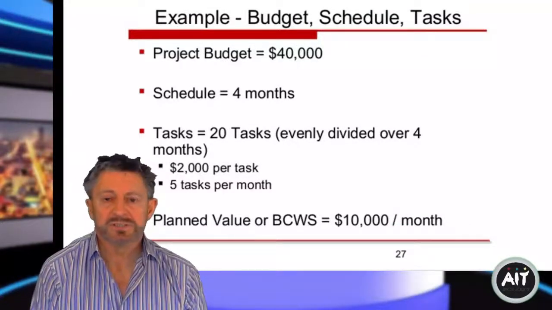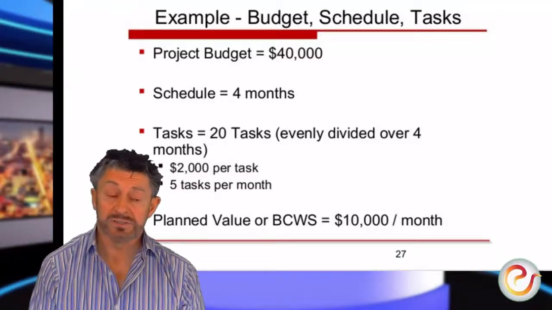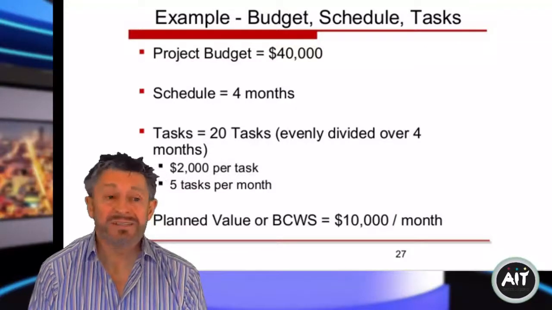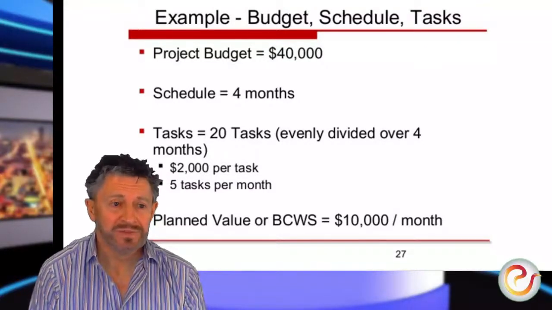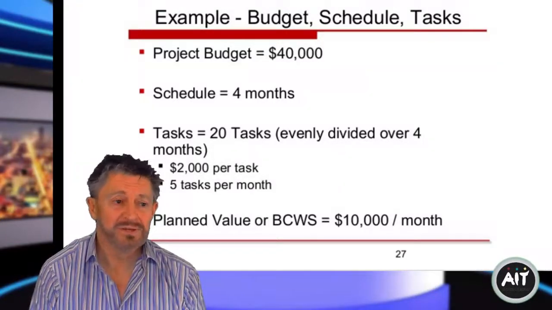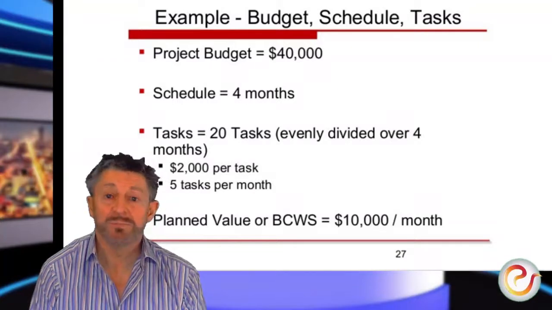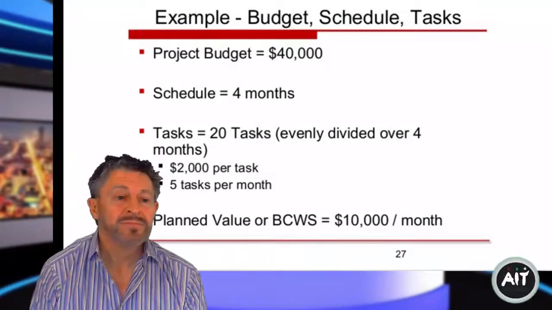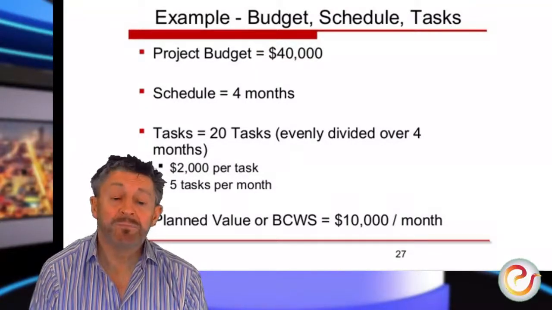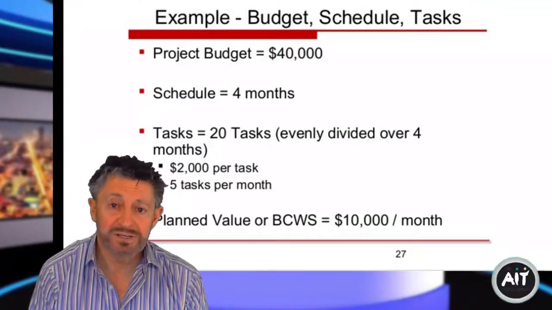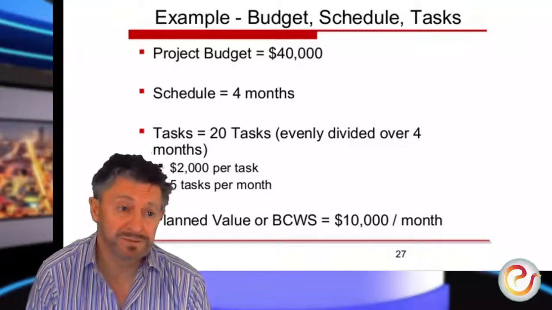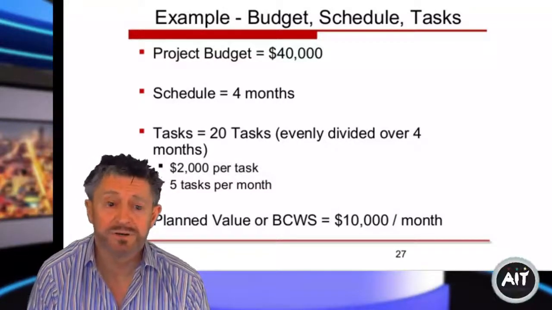So a project budget was expected to be $40,000. The schedule was 4 months. The tasks equal 20 things had to be done, 20 activities, evenly divided over the 4 months. So 5 tasks per month at a cost of €2,000 per task. Okay? Follow these because this is very close to your assignment. The planned value, or the budgeted cost of work scheduled, equals $10,000 per month. Clear, simple maths. 5 tasks by 2,000 per task, €10,000 or dollars per month.